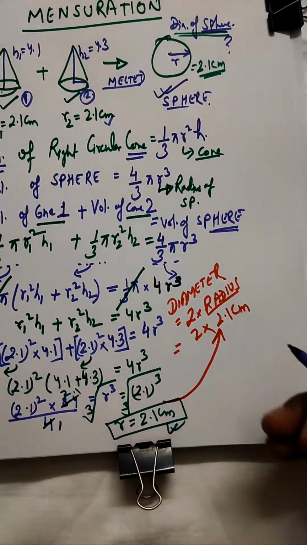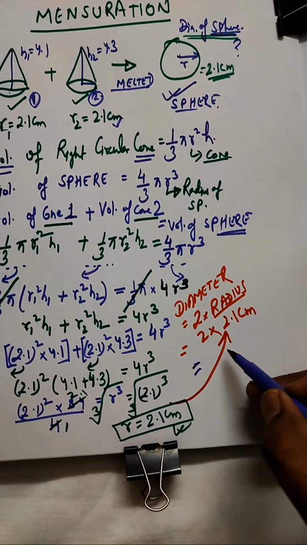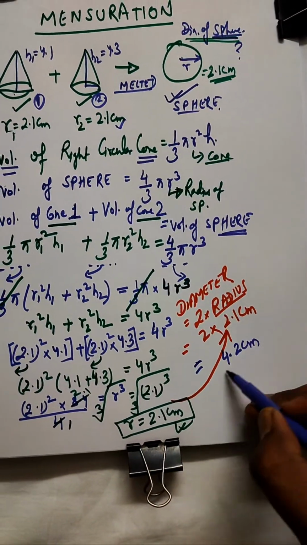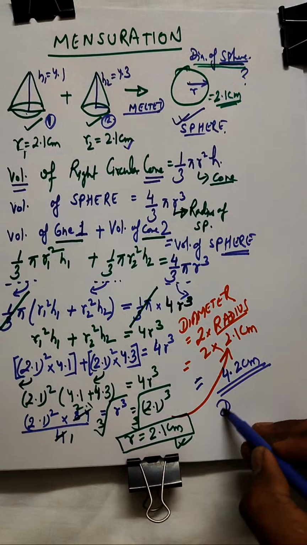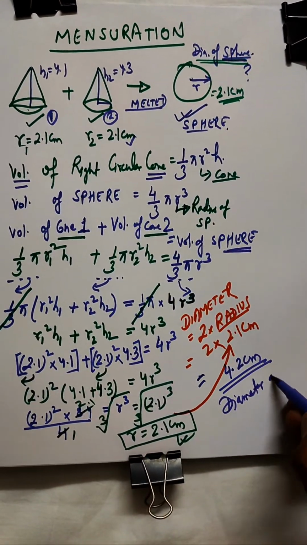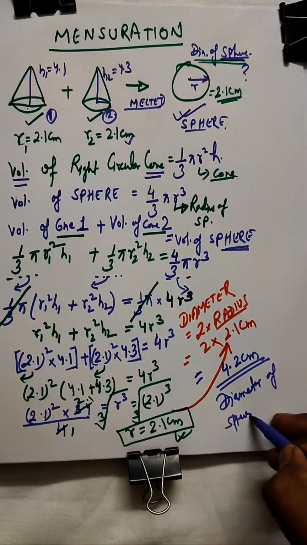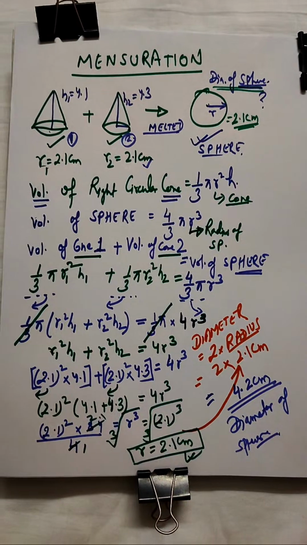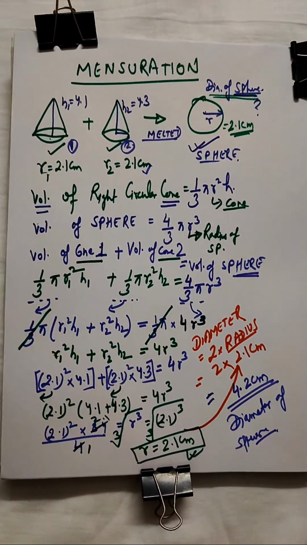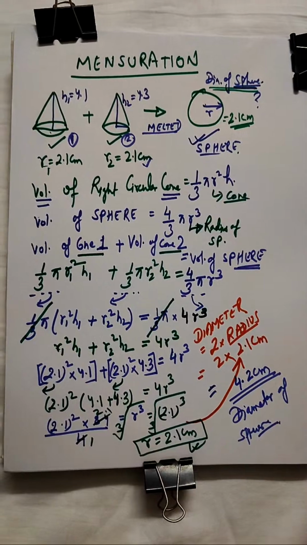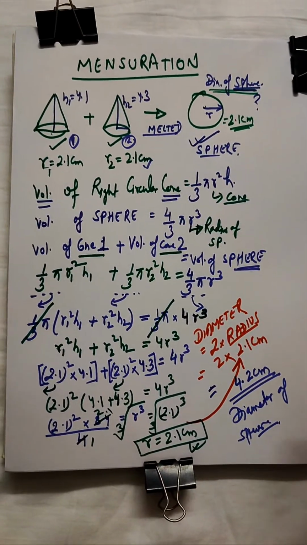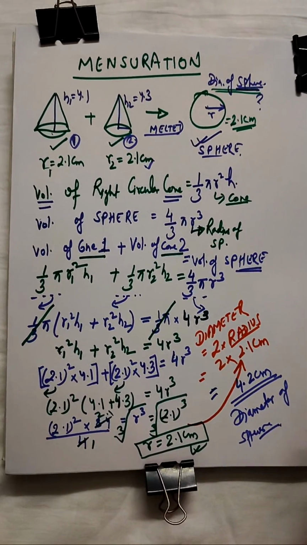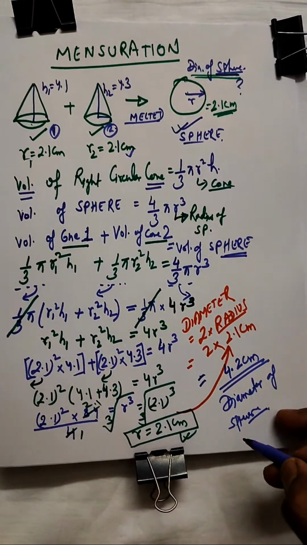Then we come up with our answer as 4.2 centimeter. So 4.2 centimeter is the diameter of a sphere, right? So in this way we will solve all such questions related to volume. Just keep it in your mind that if there is a solid right circular cone and a solid sphere, then what we will do?